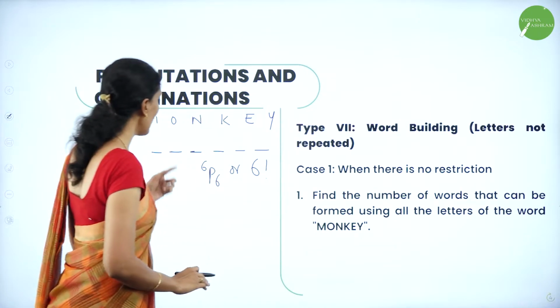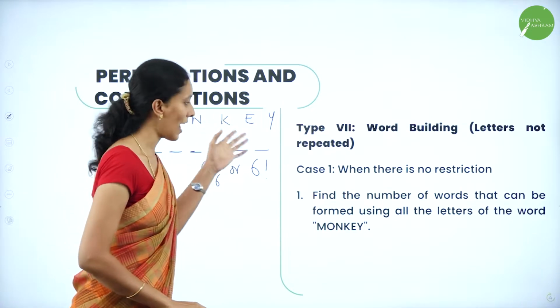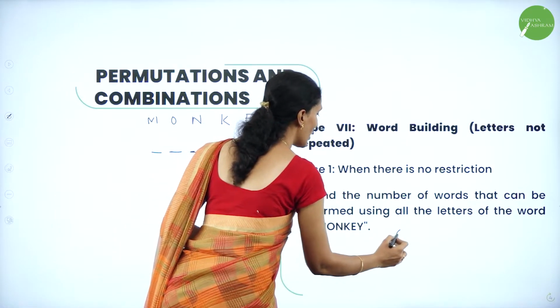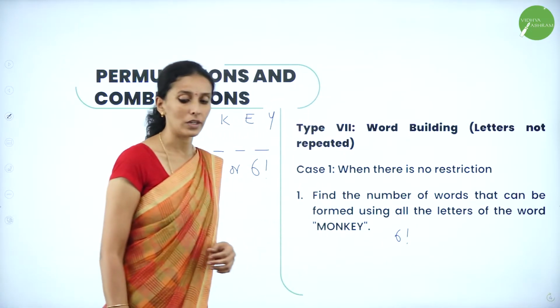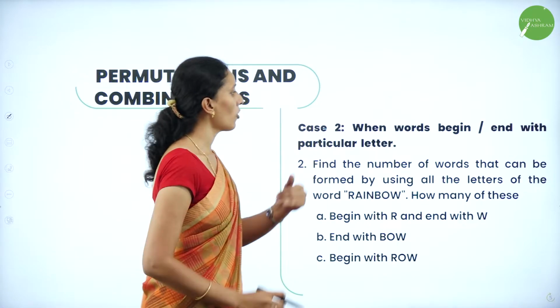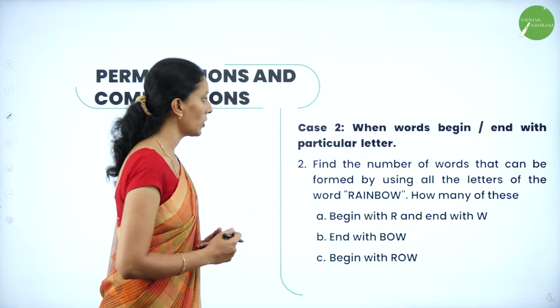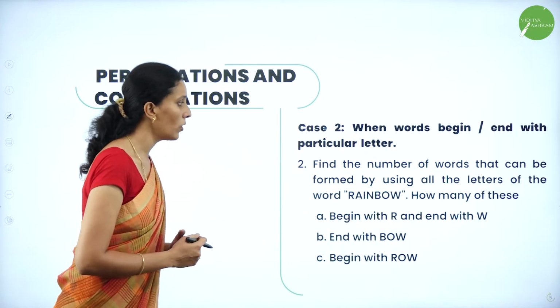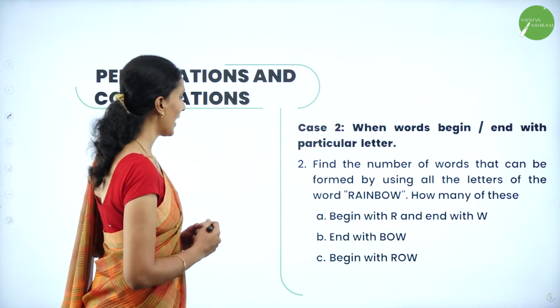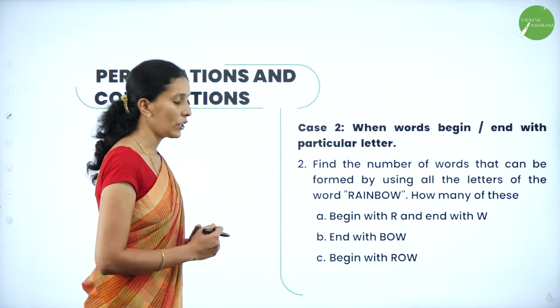In the same way, here also we have 6 alphabets in 6 places. Therefore, my answer for this question is 6 factorial. Next, I'll move to the second question. Find the number of words that can be formed by using all the letters of the word rainbow. How many of these begin with R and end with W, end with bow, and begin with row?